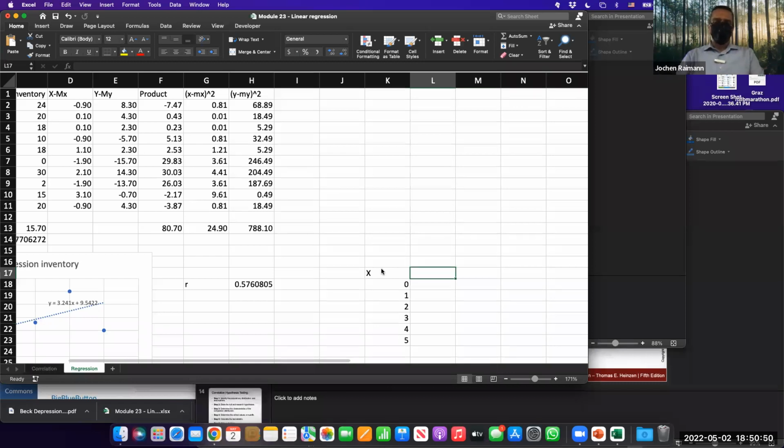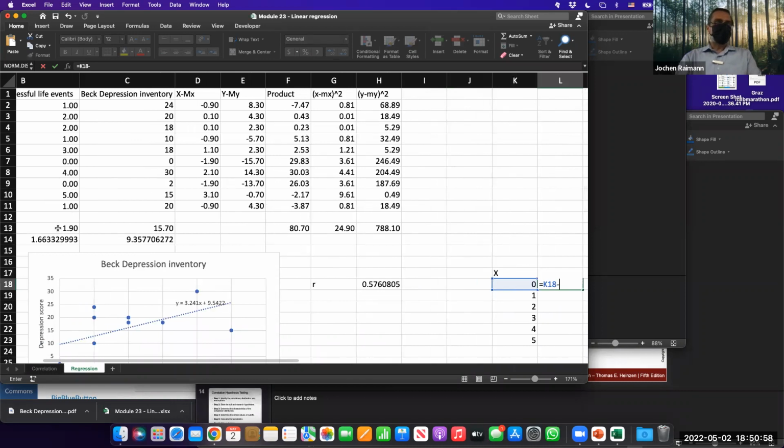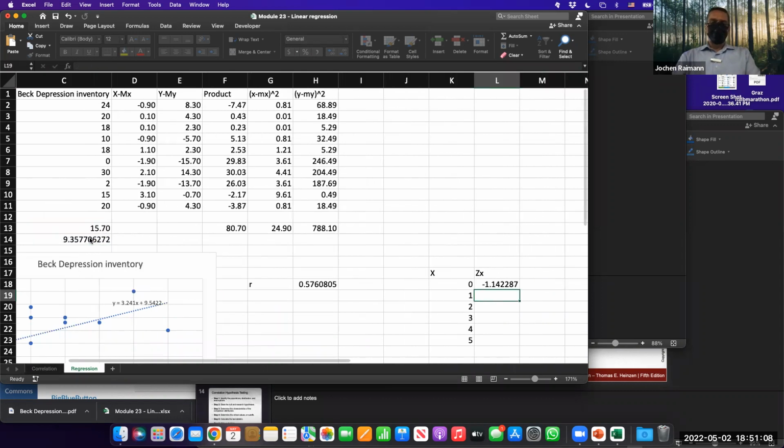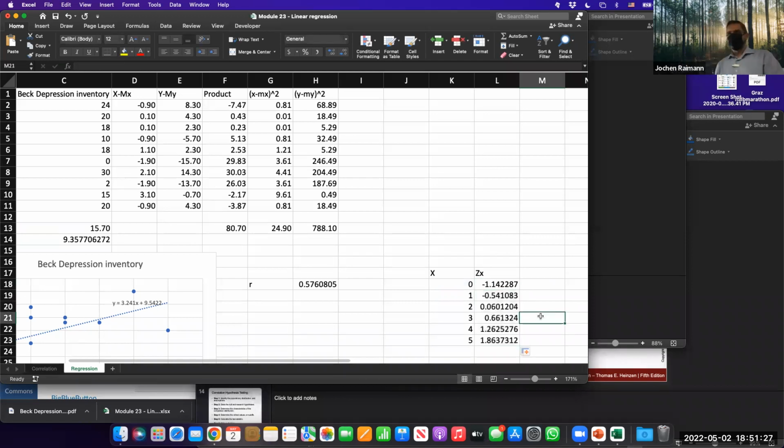So what you would be doing is z x equals this minus the mean, which we know is 1.9, and dividing it by the standard deviation, which is 1.67. So this gives us here a z of x. Locking that in allows us to drag the whole formula simply down. And we get now a list of z x.